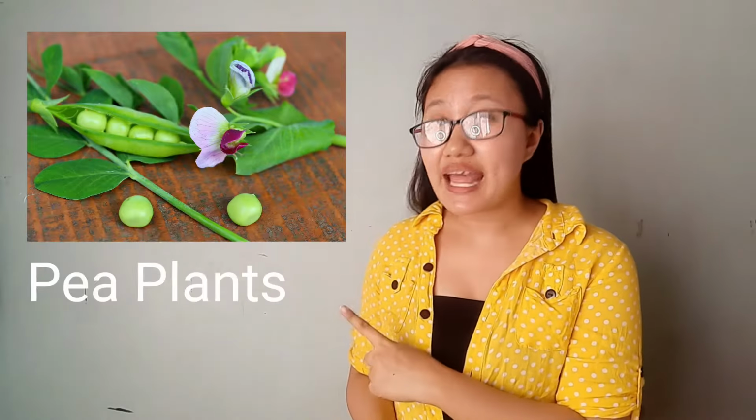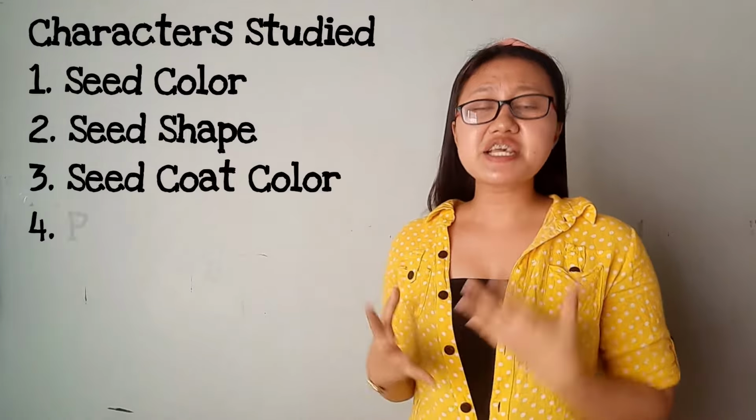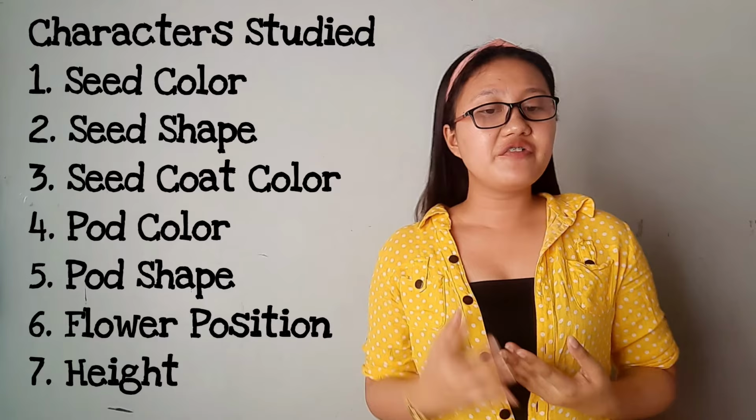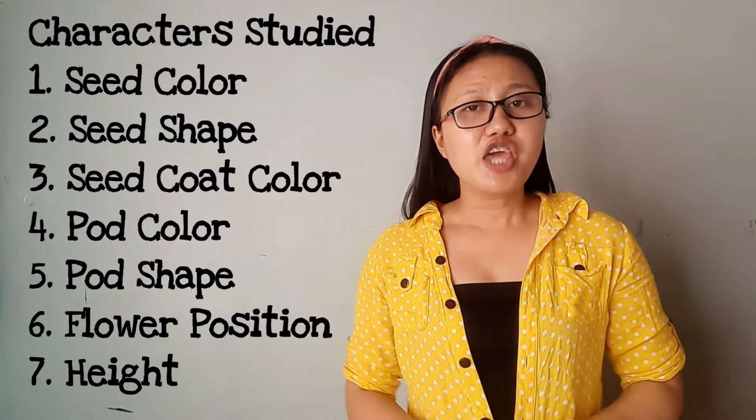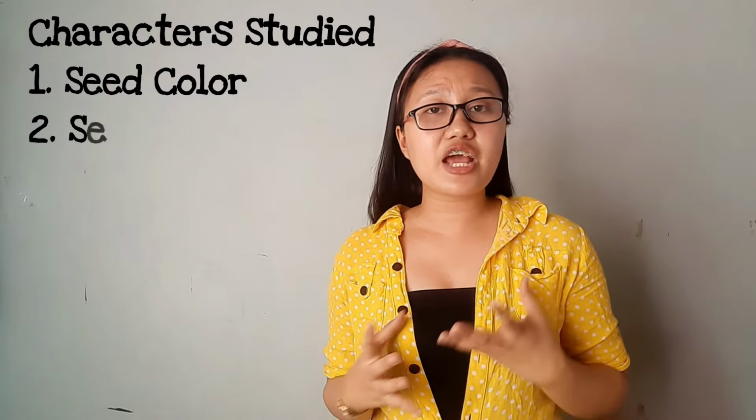So, nag-start ito nung pinag-aralan niya yung tungkol sa pea plants. Yung pea plants, pinag-aralan niya yung 7 characteristics or 7 traits ng pea plants. At ano-ano ba yung 7 traits na yon? Una dyan, andyan yung seed color, seed shape, seed coat color, pod color, pod shape, flower position, and height. Yung 7 traits ng pea plants na yan, dito pinag-aralan ni Gregor Mendel kung paano ba naiipasa itong mga traits from one generation to another.